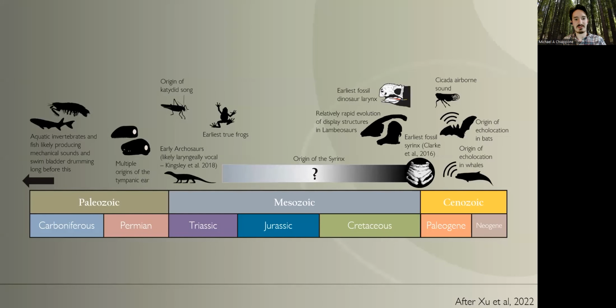We've talked about a lot of these events here, but early in the Paleozoic, aquatic invertebrates and fish were likely producing mechanical sounds and swim bladder drumming long before tetrapods ever got on the scene to make noise. During the early Permian, you get multiple different origins of the tympanic ear in tetrapods, which allowed them to hear through air better. And shortly after that, the gunshot was off, and we were off to the races for sound production in tetrapods. We had all sorts of bizarre adaptations to making sounds, whether it be in invertebrates like katydids that we talked about earlier, archosaurs and their larynxes, and at some point the origin of the syrinx, or the resonance aspect in the display structures of lambeosaurs.